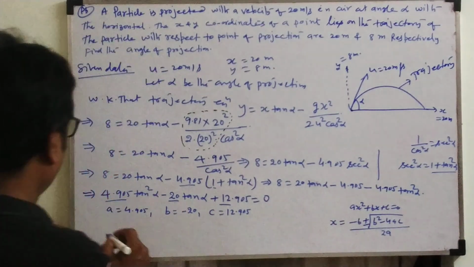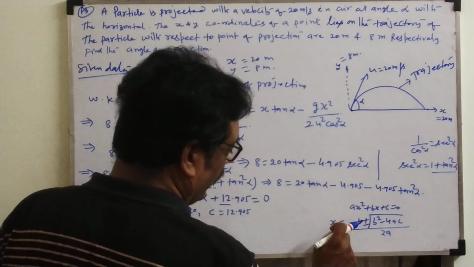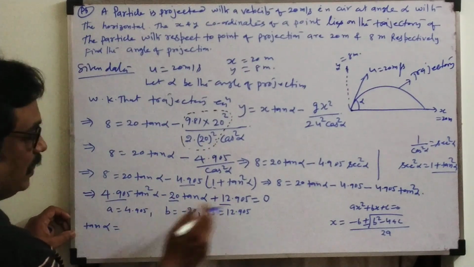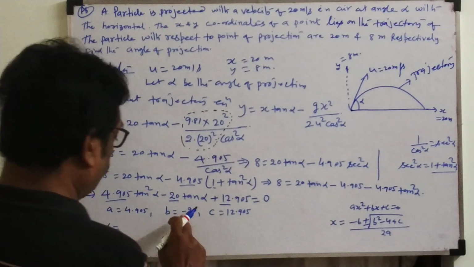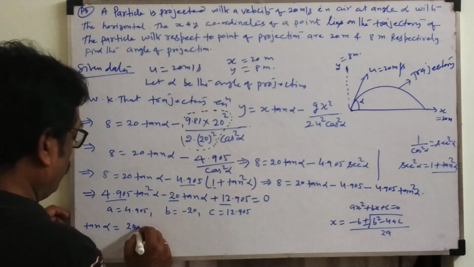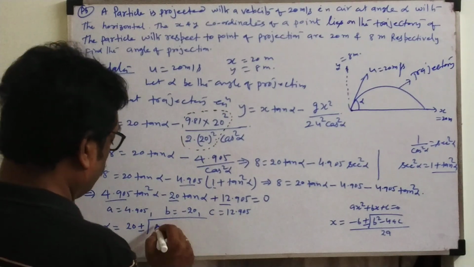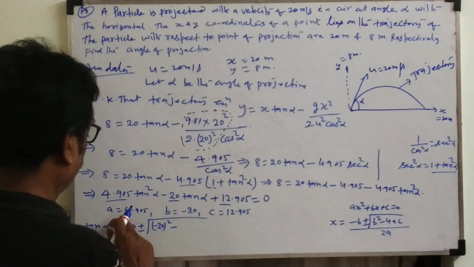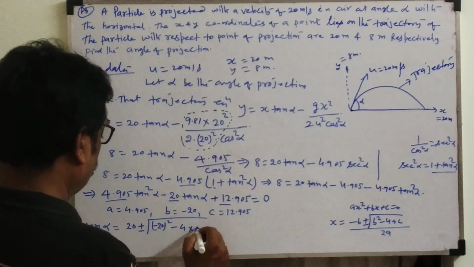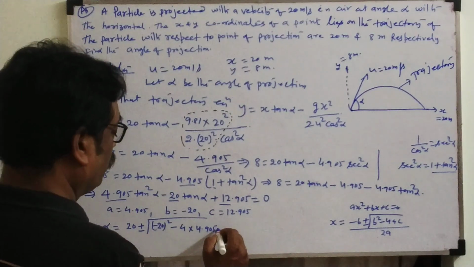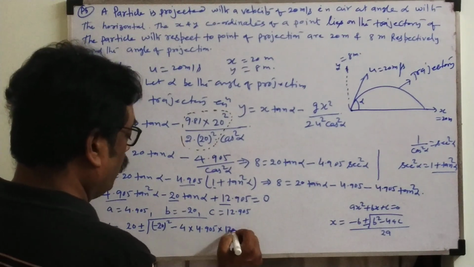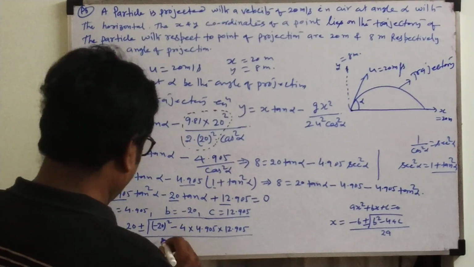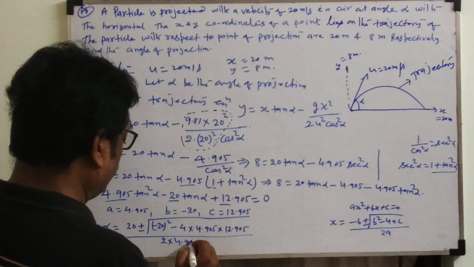We'll substitute in this formula. So x equals, here we'll get the tanα value. x is nothing but tanα. Minus b, b is negative, so it will come plus, plus or minus the root of (−20) whole squared, so it will come plus only, minus 4ac, so 4 into 4.905 into 12.905, divided by 2a, 2 into 4.905.